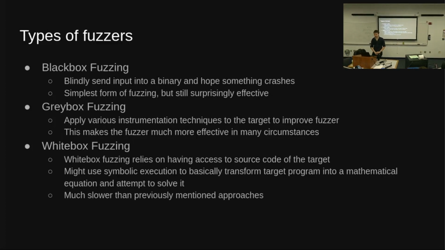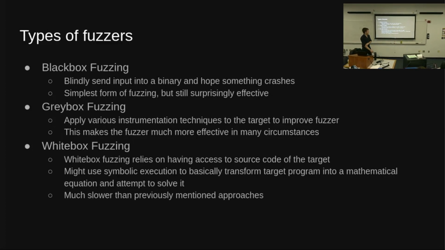Let's talk a bit about the different types of fuzzers. The first one is the simplest one that everyone can probably make sense of very easily. You just have some binary, you don't have any information about it, you just randomly send it data that maybe takes its input through standard in, maybe through some network packet parsing, whatever. You just send it data and hope something crashes. That's pretty much all you do.